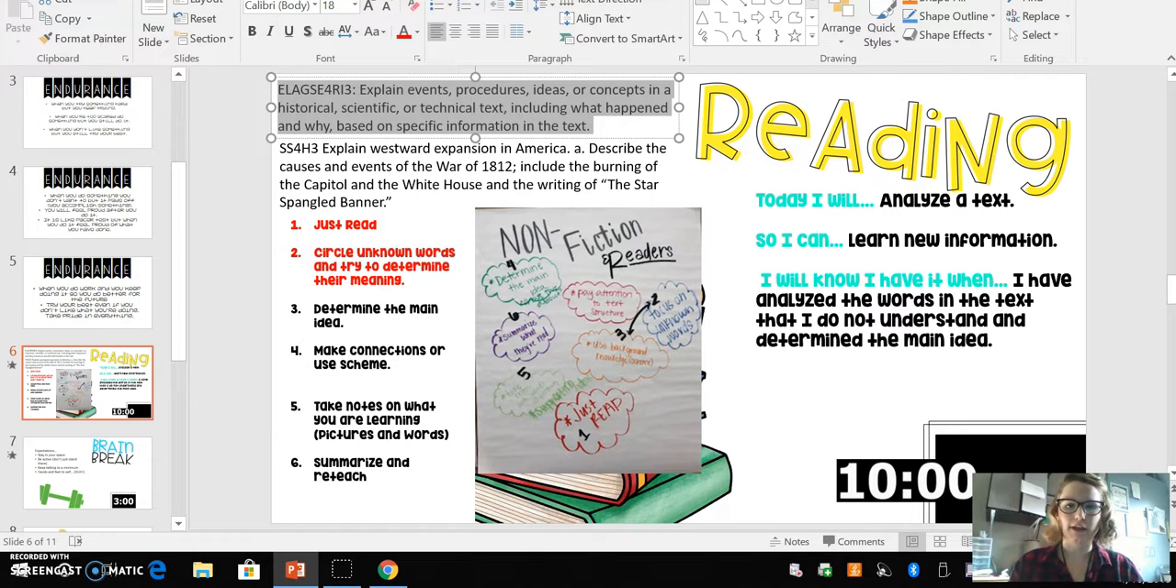Today we're going to carry on doing what we've been doing, but we're going to do it with a different text. Instead of using a historical text, we're going to take a look at a scientific text and see if we can begin to really dig deep again and be able to explain the ideas in this text and really pull out the specific information that we're finding.